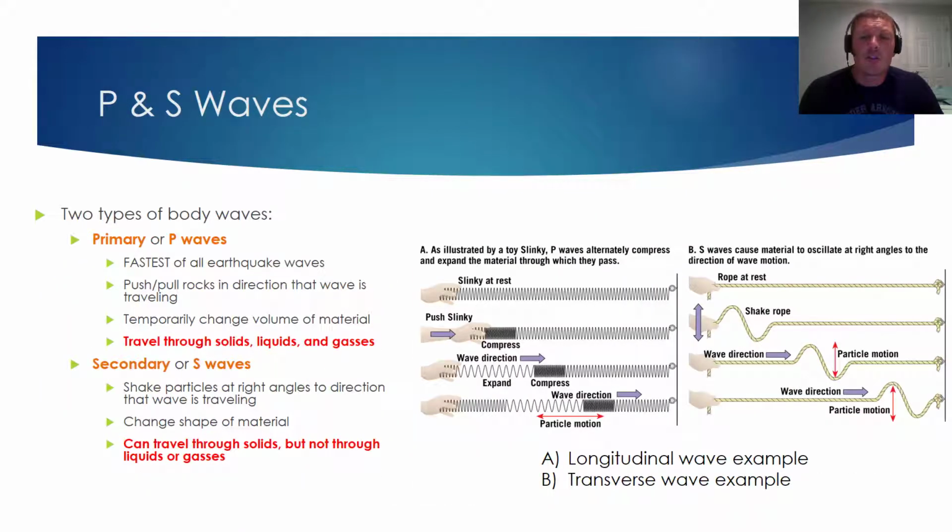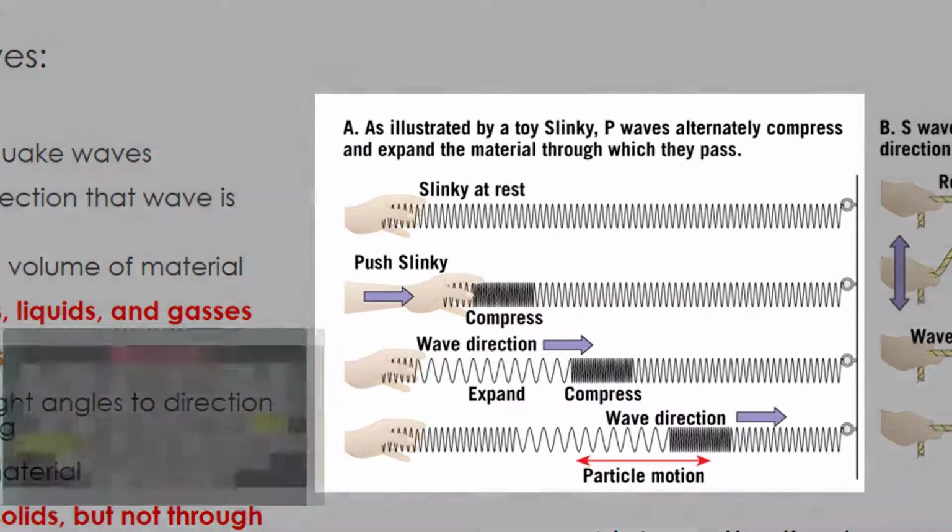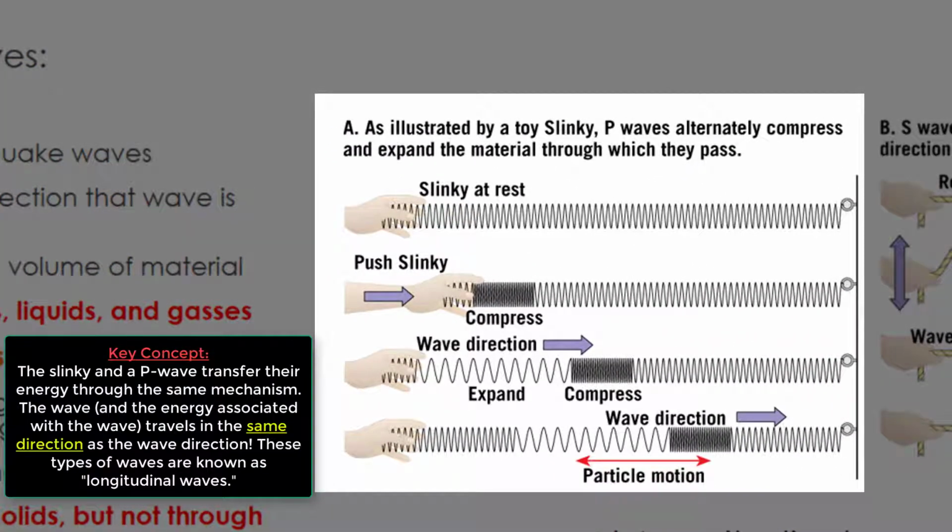Let's start off by talking about the primary waves, or the P waves. P waves are the fastest of all earthquake waves. And in understanding their mechanism of travel, they push and pull rocks in the same direction that the wave is traveling. As an example, take a look at the slinky shown in image A. If you compress the slinky and then release it, that wave of energy will travel down the slinky. When P waves travel through Earth's interior, they move in the exact same fashion.